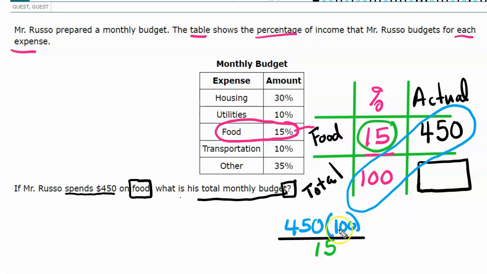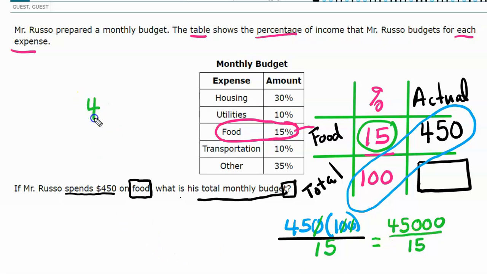Now, there are no zeros that you can cancel. So maybe for most of you, the easiest thing would be just to multiply the top times the top. So you get 45 with how many zeros? 3. So we're going to add. So 100 times 450 is 45,000. And then divide that by 15.